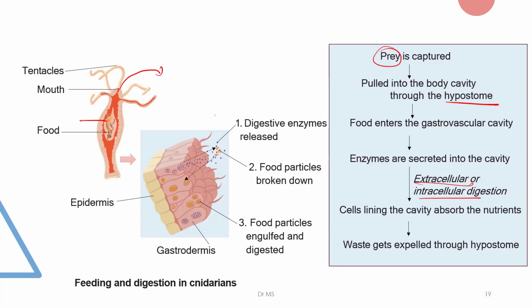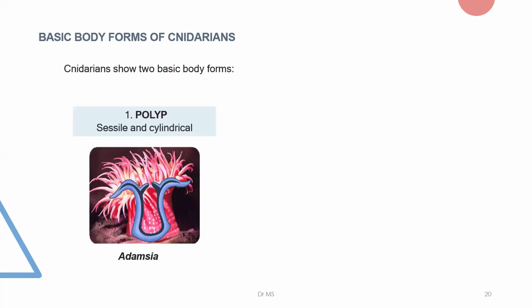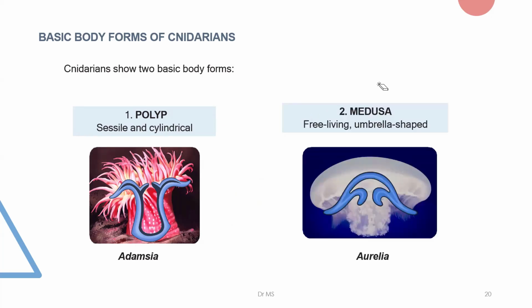Is that clear? Yes. So next one, body forms. They show two kinds of body forms. One is the polyp, which is sessile and cylindrical. Sessile means they cannot move, and if you see their structure, they are cylindrical. And they also have the free living form, which is mobile. It's umbrella shaped.